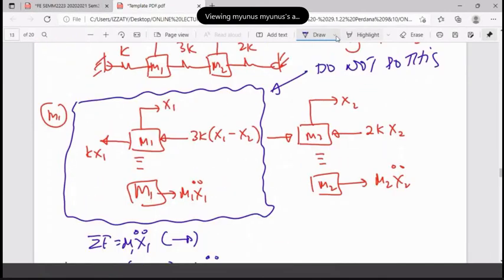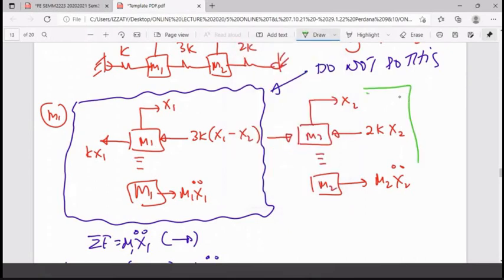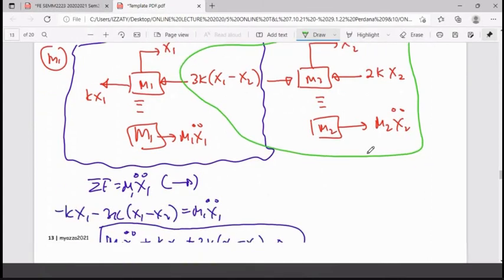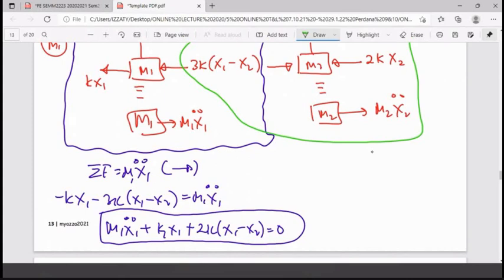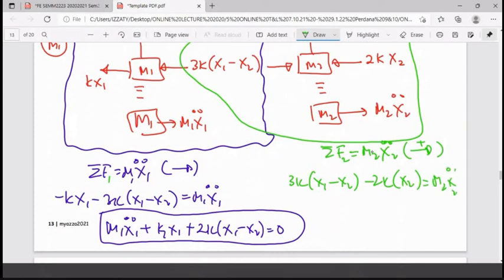Then you start thinking, okay, I'm doing the other one. So now, still focusing on this one, but looking at this one. Again, do not do this green line in your test, yeah, exam. Summation of F equals M2 X2 double dot. This one is 2, this one was 1 just now. So saying that we move this one as positive. So we are collecting all the parameters given here. So you have the 3K times X1 minus X2, this one minus 2K X2, equal to M2 X2 double dot.